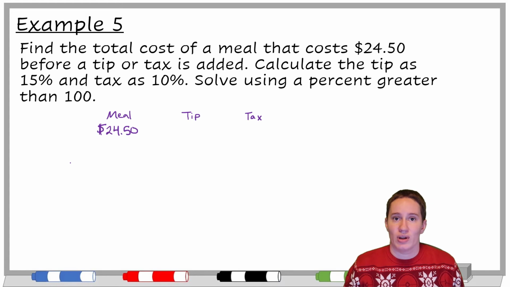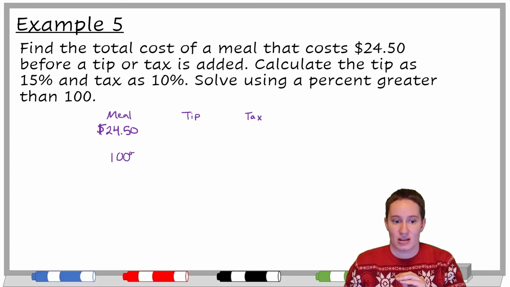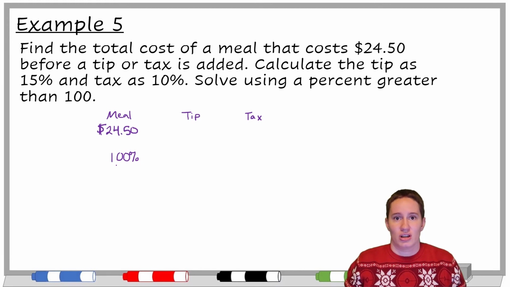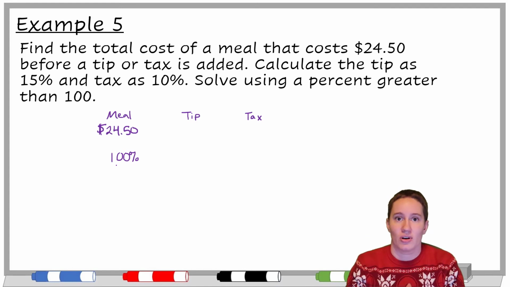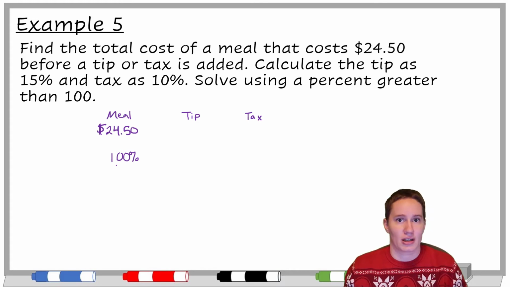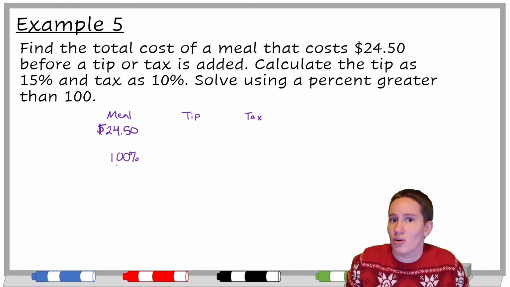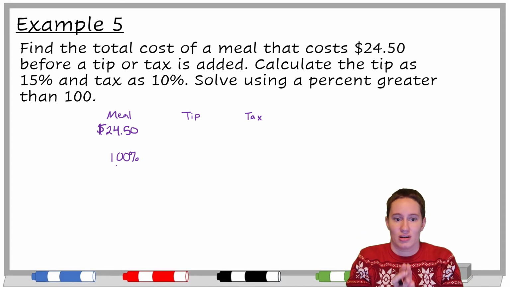But here's the thing. We have to pay for the meal, right? The $24.50. We have to pay for 100% of that meal, right? Because we have to pay for the whole meal. When you are starting with some amount and then applying a percent to it, you can say, well, I'm starting with 100%, because I'm not going to pay 80% of the meal. I'm going to pay 100% of the meal. I'm not going to pay 200%. I'm not going to pay double. I'm paying, at the very least, 100% of the meal.